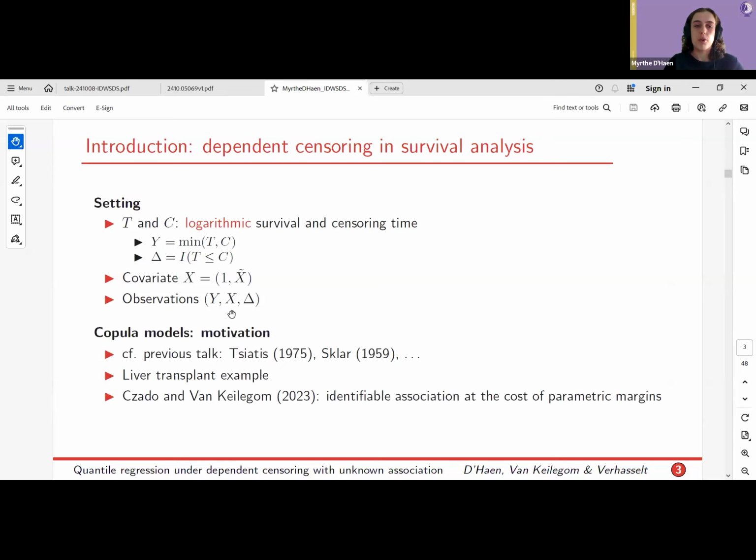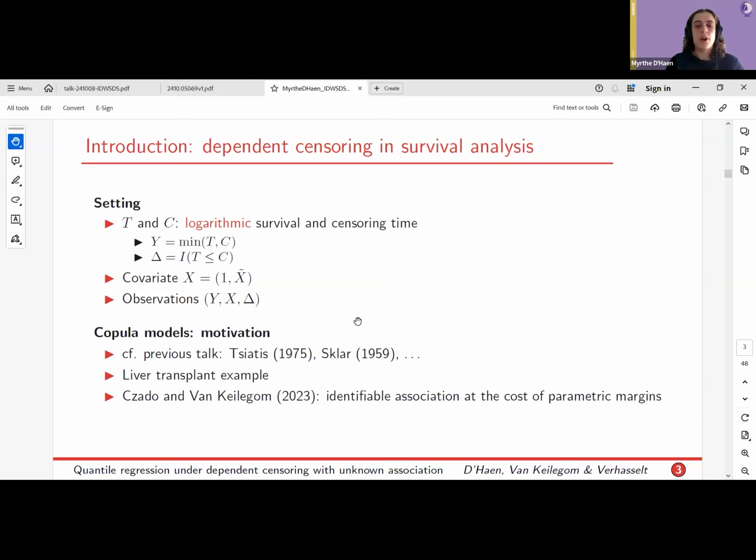Now, I don't think I need to motivate the copula models any further. The theoretical motivation has already been given in the talk that Ingrid just gave, where the crucial part was this non-parametric non-identifiability by Czado. And then for the practical side, she also already gave quite some examples. And we also have this liver transplant example where indeed we cannot just assume independent censoring.